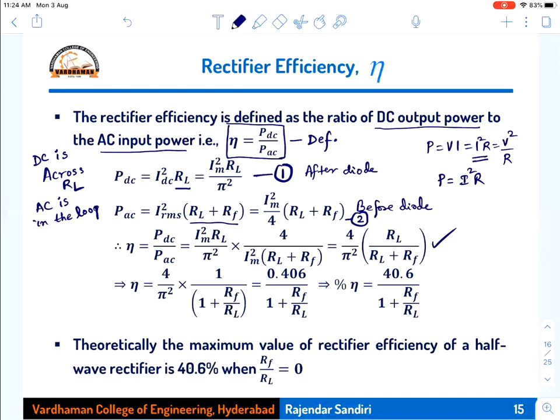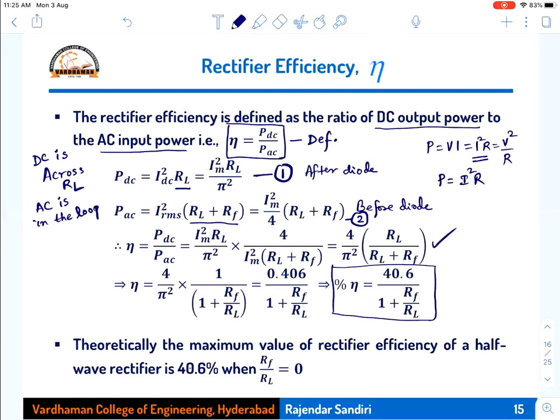Multiply and divide numerator and denominator by RL, then you will get 4 by pi square into 1 by 1 plus RF by RL. 4 by pi square, if you calculate it, you will get 0.406. So 0.406 by 1 plus RF by RL is the formula for efficiency. Generally, efficiency is calculated in terms of percentage. Percentage means you have to multiply that with 100. Then percentage efficiency is equal to 40.6 by 1 plus RF by RL.